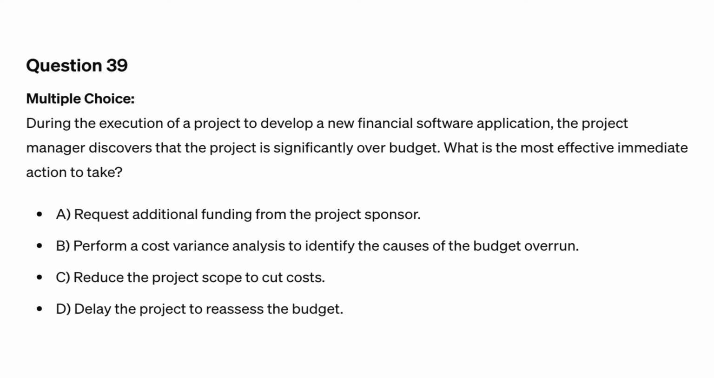A. Request additional funding from the project sponsor. B. Perform a cost variance analysis to identify the causes of the budget overrun. C. Reduce the project scope to cut costs. D. Delay the project to reassess the budget.